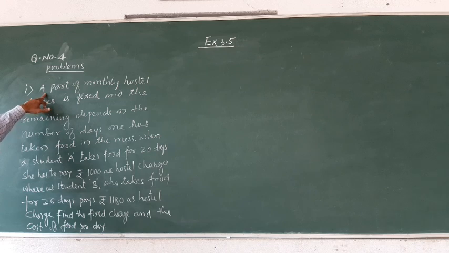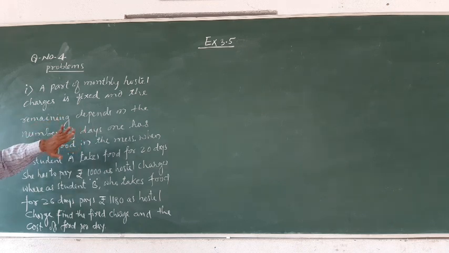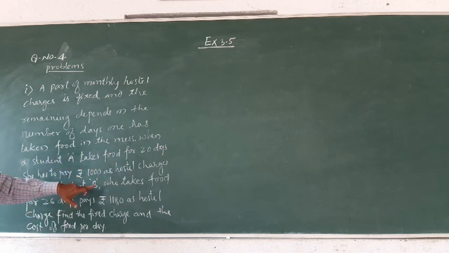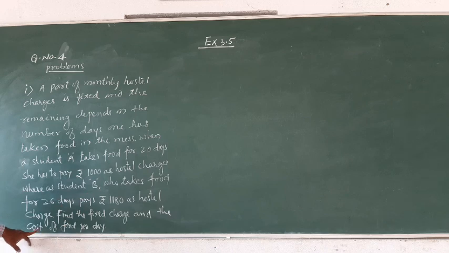See, the first problem: a part of the monthly hostel charges is fixed and the remaining depends on the number of days one has taken food in the mess. When student A takes food for 20 days, he has to pay rupees 1000 as hostel charges, whereas student B, who takes food for 26 days, pays rupees 1180 as hostel charges. Find the fixed charge and the cost of food per day.